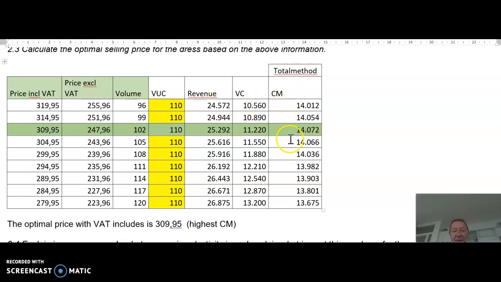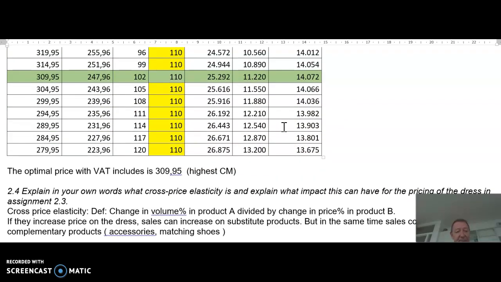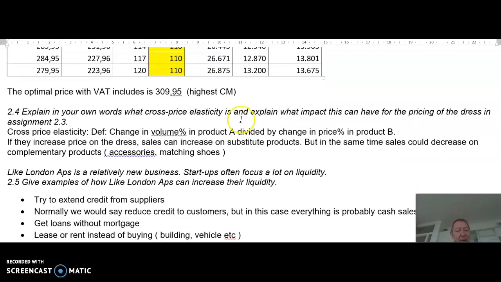And in this case, you can see that the highest contribution margin is if your price VAT included is 309.95, because you have here the highest contribution margin. And next question, it's about cross price elasticity. You have the answer here.